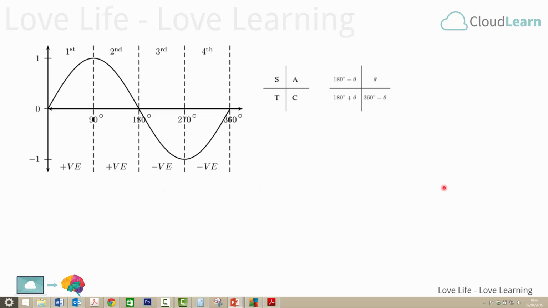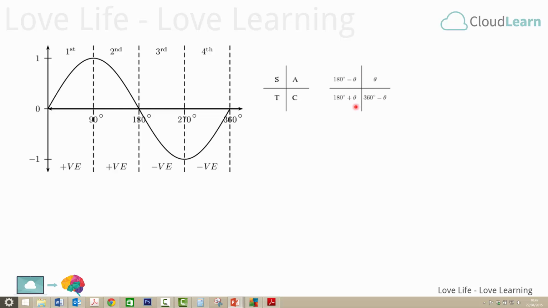Hi, we're going to take a look in this video at how to use the CAST diagram. That's what we've got on the screen here. As you can see, the CAST diagram is this business of All, Sine, Tan, Cos. And we also have another representation of that diagram where we've got the basic angle, and then in the second quadrant it's 180 minus the basic angle, 360 minus theta. So that's the rules that we use in each of the four quadrants.